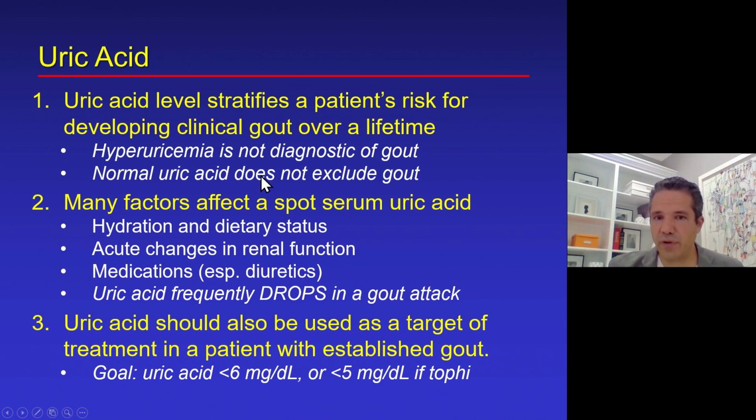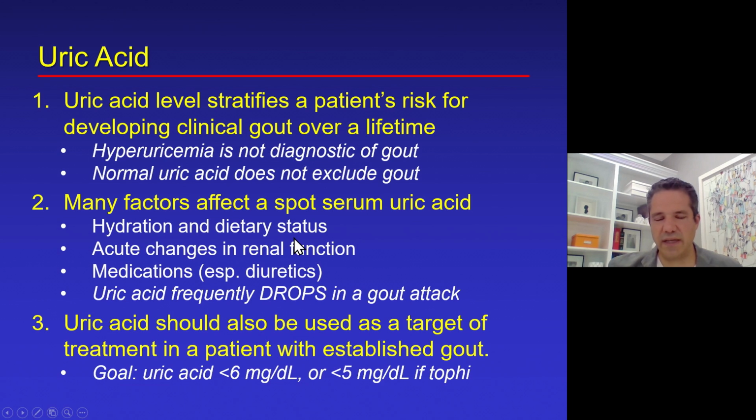Second, a normal uric acid does not exclude the possibility of a gout attack. Patients can have a normal uric acid and tell a pretty darn good story for podagra, and gout remains on the table. So this is more just stratifying the possibility of a gout attack rather than making a diagnosis. There are many factors that affect a spot serum uric acid.